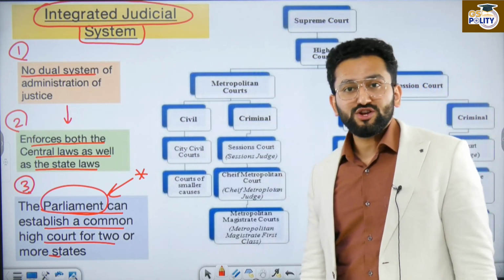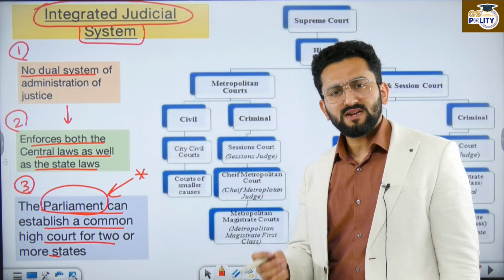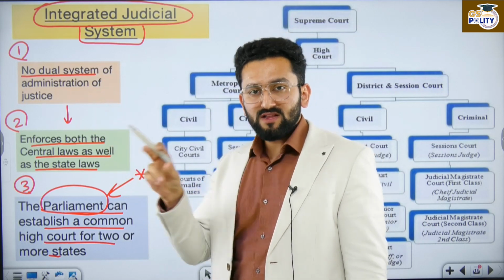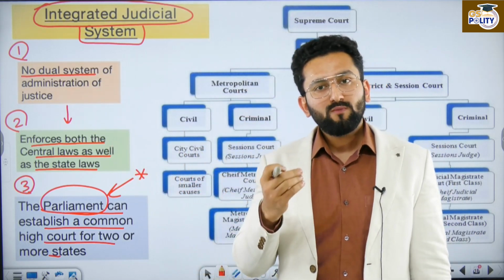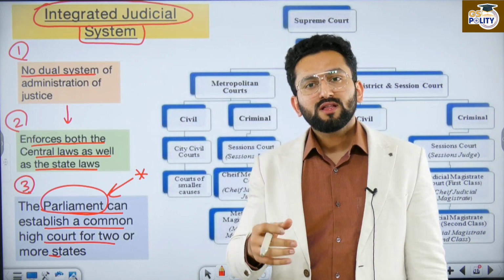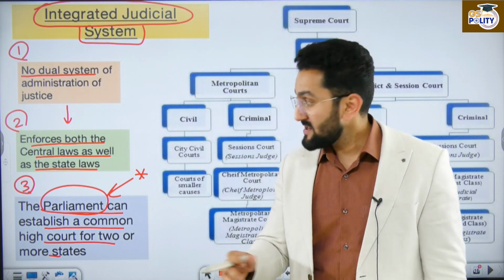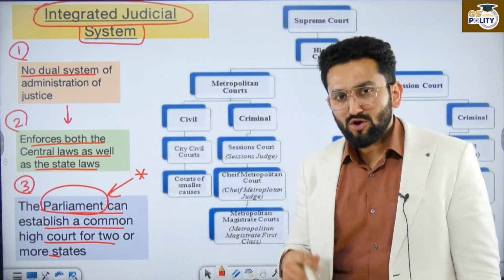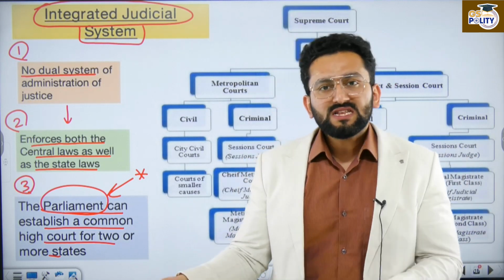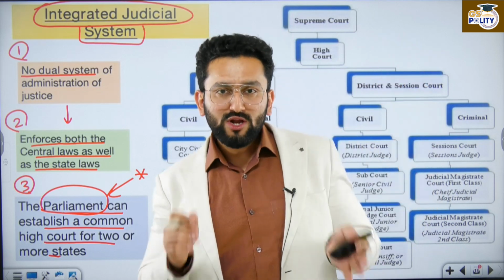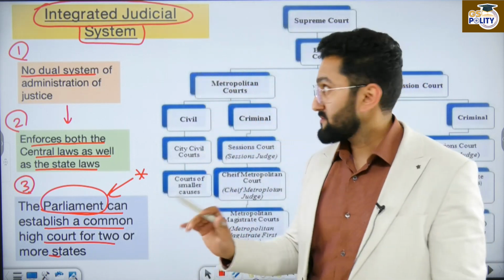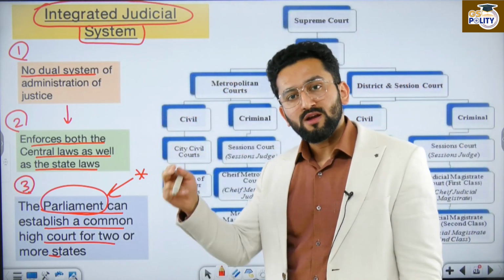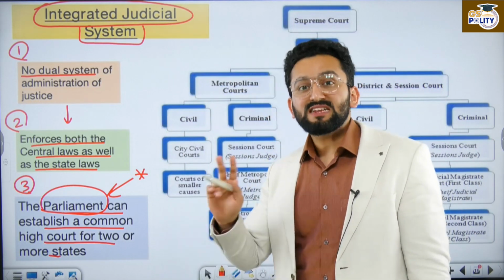Now, integrated judicial service. What does it mean? It simply means that no dual system of administration is there. Whether it is High Court or Supreme Court, they have to uphold the common laws of India and enforce both central laws as well as state laws. It means a High Court cannot say, I am the High Court of that state, so I have nothing to do with central law, I'm going to focus only on state law. No, this cannot happen because we have an integrated judicial system. Even if you're a High Court, you have to enforce central as well as state laws.